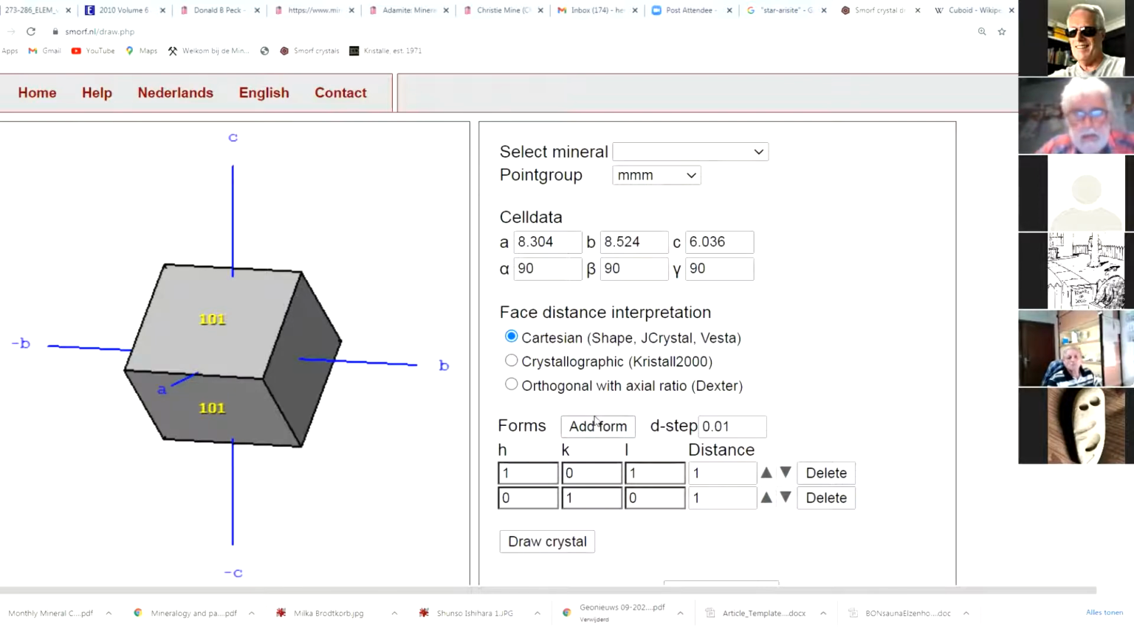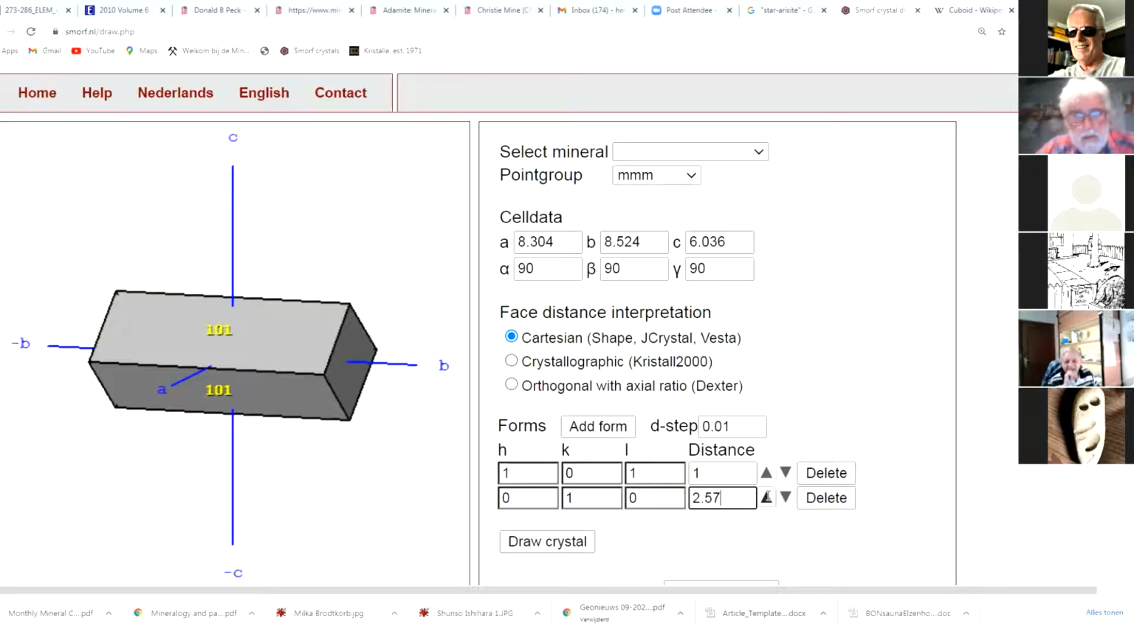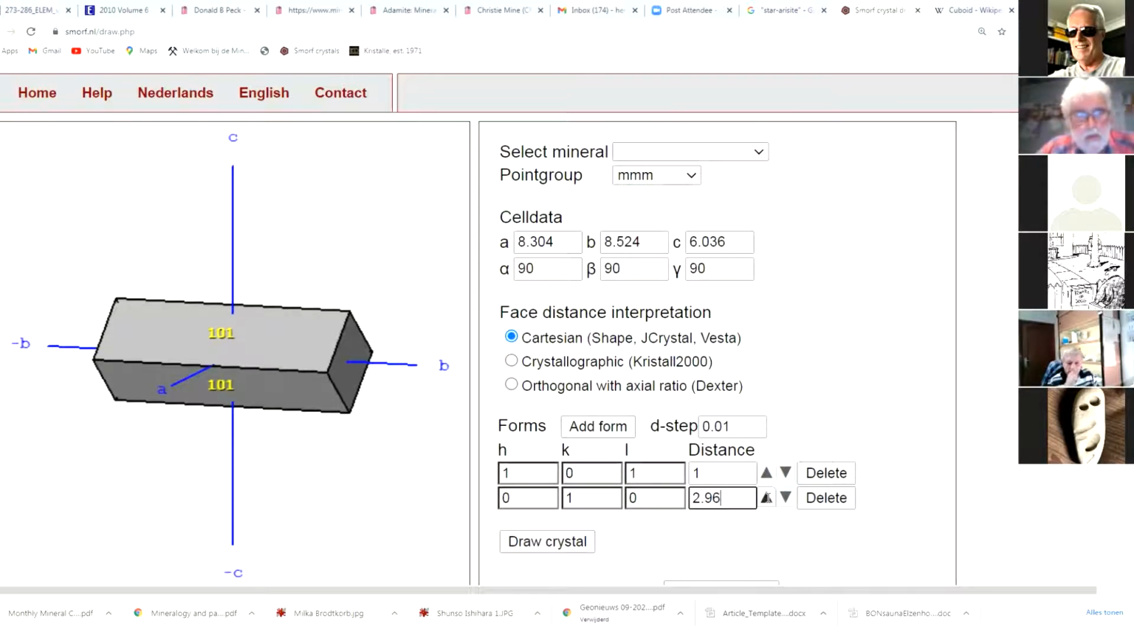And since we just read that crystals are often elongated along B, what we can do here is play with the distance so that the crystal will become more elongated. If we increase the distance of the B faces from the center of the crystal, of course the crystal will become more elongated. So this is how you draw more elongated crystals.